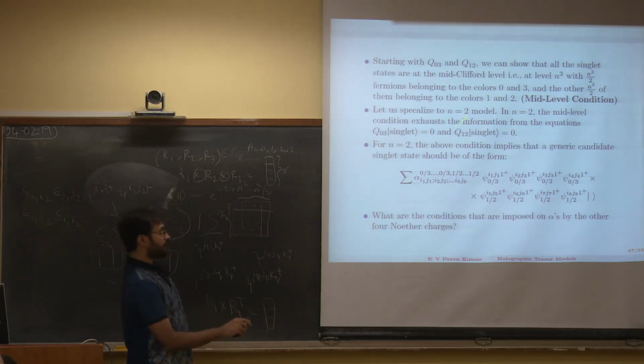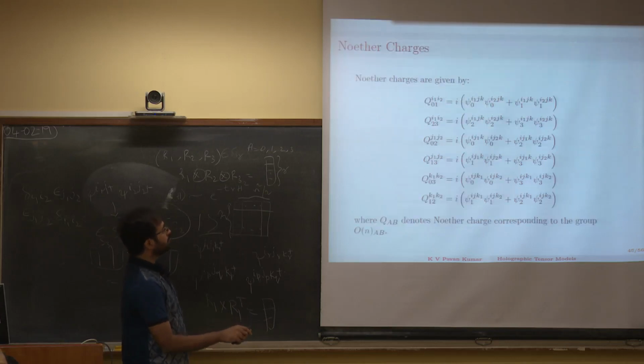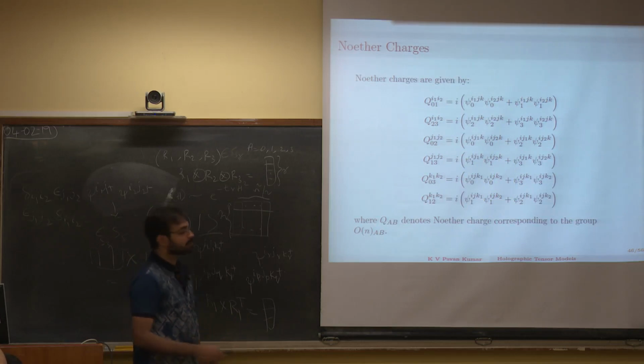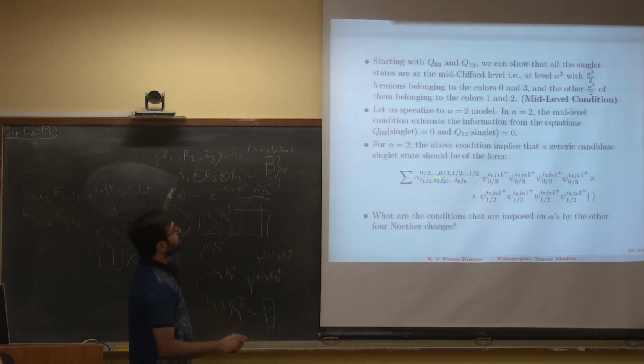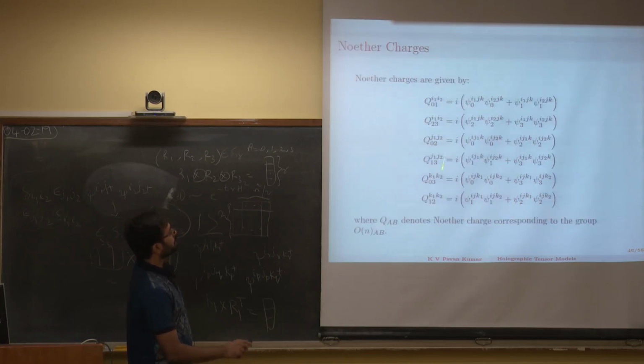Now we specialize to the n equal to 2 model. In that case, these two charges just give the mid-level condition. There is nothing more to this. And from these two states, we see that any generic singlet state should be of this form. There are 4 creation operators corresponding to 0 and 3, and 4 corresponding to 1 and 2. And now we need to solve the other 4 charges.